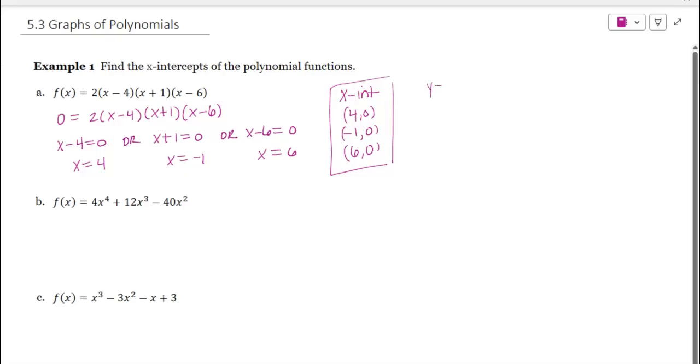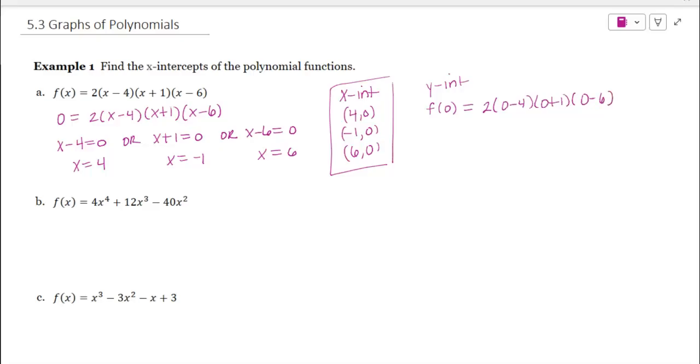For our y-intercept, we're going to plug 0 in for x, so we're going to find f of 0, which would be 2, and then we'll have 0 minus 4, 0 plus 1, and 0 minus 6. So 2 times negative 4 times 1 times negative 6. Let's see, that's going to be 24 times 2. That looks like that's 48. So our y-intercept is 0 for x and 48 for y.